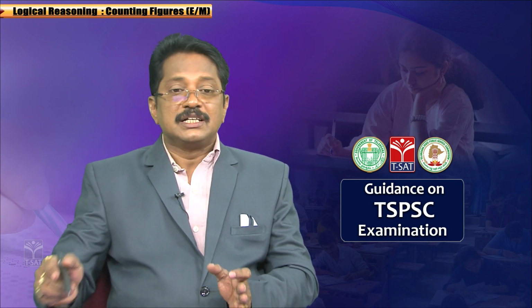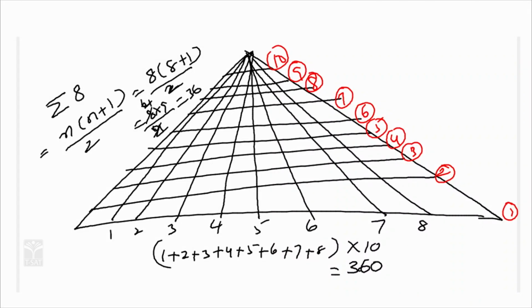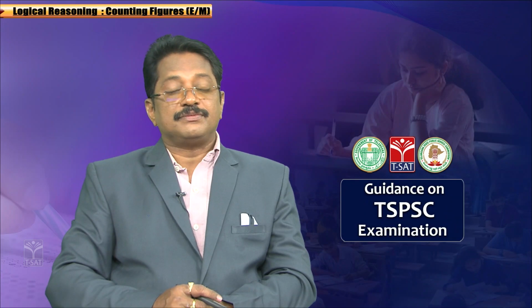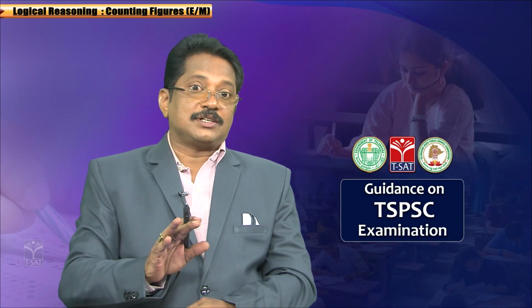Here in this question, it is divided vertically into 8 parts, so sigma 8. How many parts is it divided horizontally? It is divided into 10. So sigma 8 times 10. Sigma 8 is 36, times 10 is 360. In this way, we can get the answer very easily. Clear? Maybe you understand this.